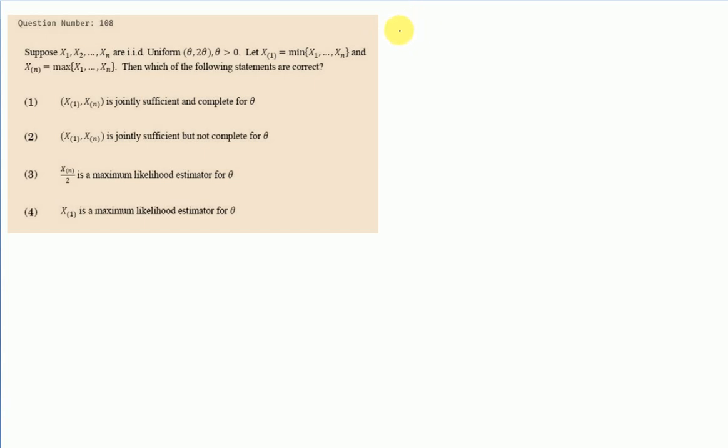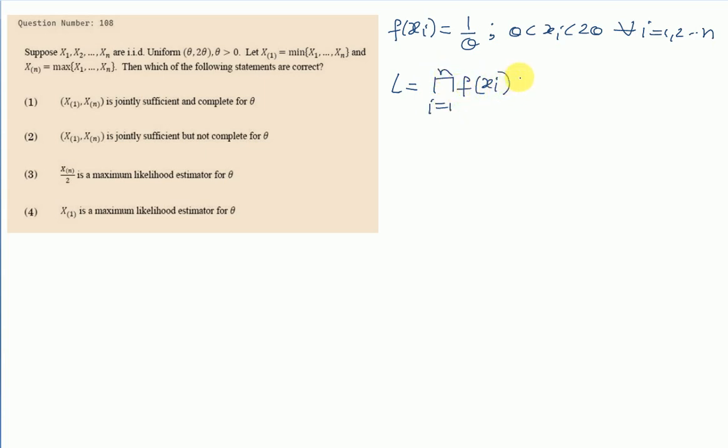if all Xi's are following Uniform(theta, 2 theta), then f of xi equals 1 upon theta, where each xi is lying between theta and 2 theta for all i from 1 to n. Now if you want to write the likelihood function, it can be written as the product of i from 1 to n of f of xi, since all Xi's are independent here. It can be written as 1 upon theta raised to power n, where all of x1, x2, ..., xn are lying between theta and 2 theta.